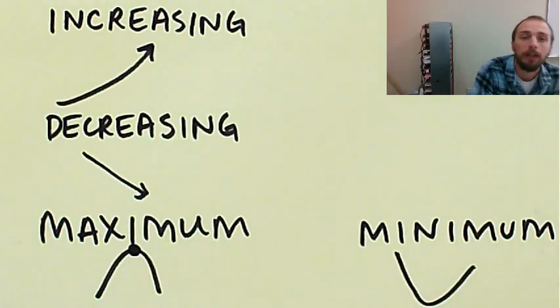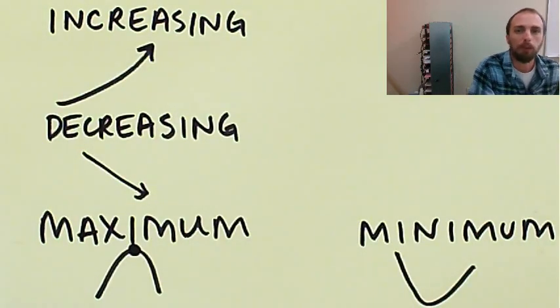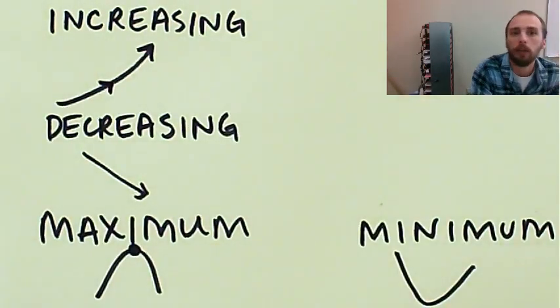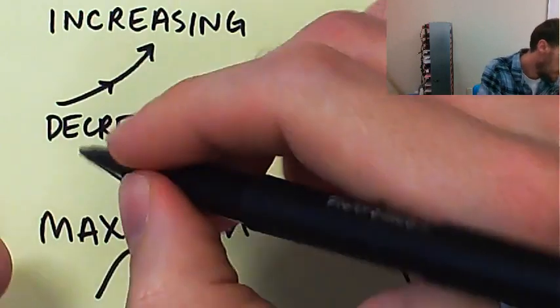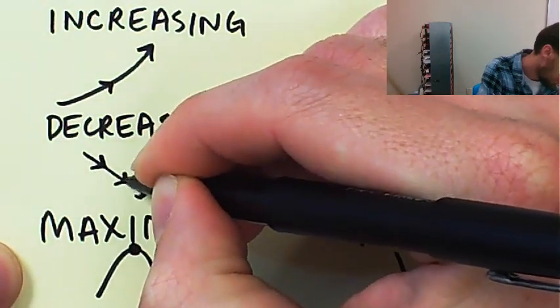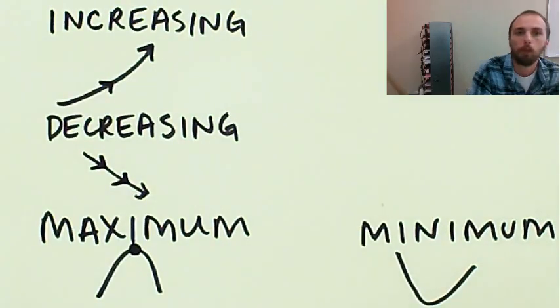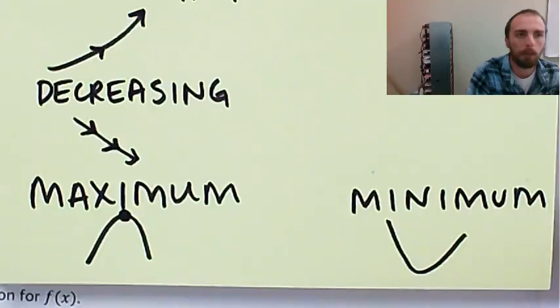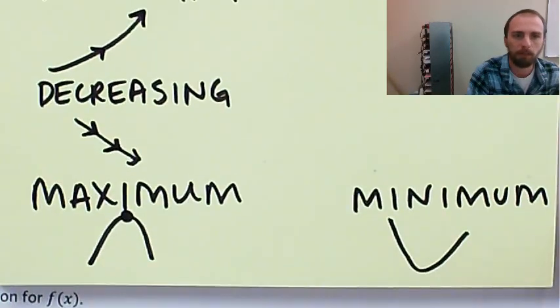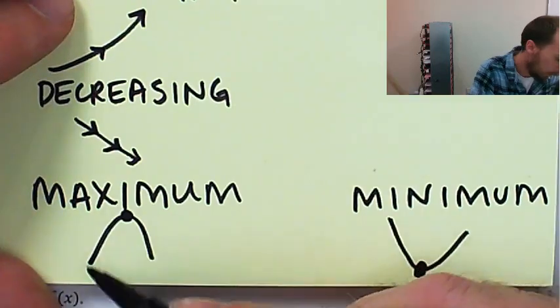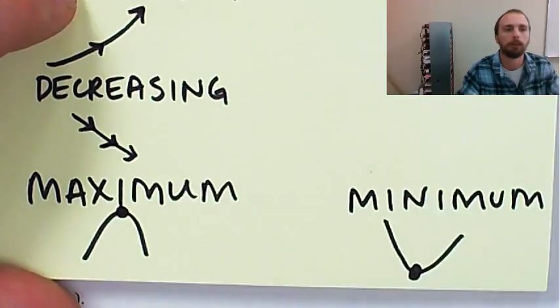All right, so we're going to say that a function is increasing when, as we move left to right, the graph is going up. So as x increases, the y coordinate on the graph also increases. Decreasing will be, as we move left to right, the graph's going down. Y decreases as x increases. And then a maximum and a minimum, we're going to characterize those as places where the graph switches from increasing to decreasing, or from decreasing to increasing.